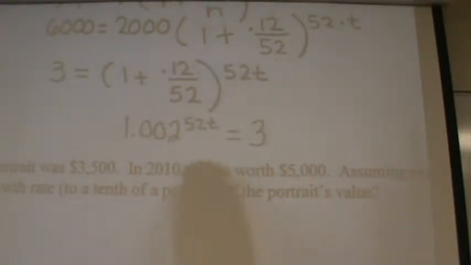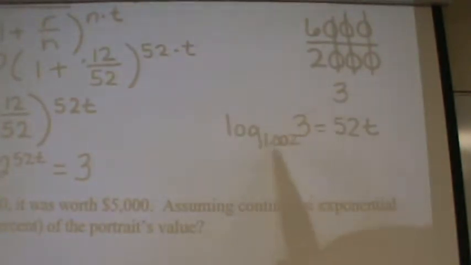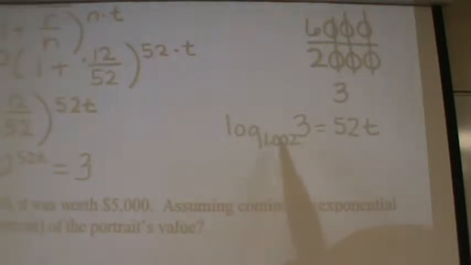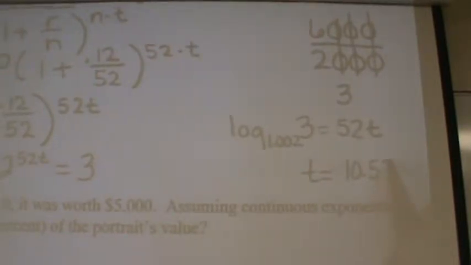Rewrite it in what form? Log. How would you rewrite this in log form? Log of 3 base 1.002 is equal to 52t. Then what are you going to do? Do this log of 3 base 1.002 and then take that answer and divide it by 52. Anyone have an answer yet? That's what I got, 10.57.